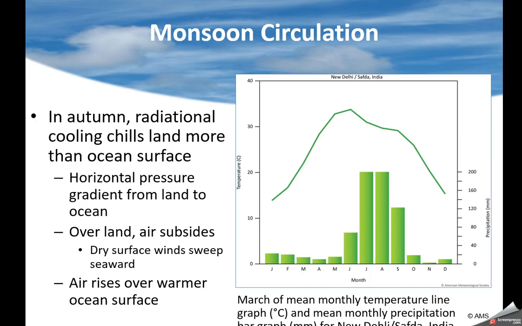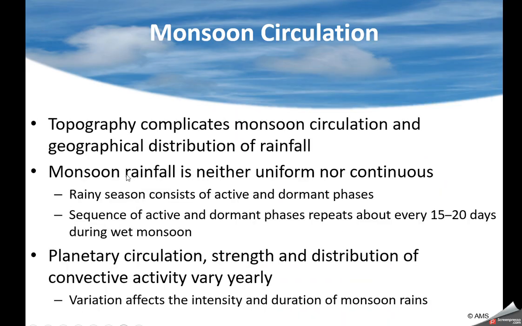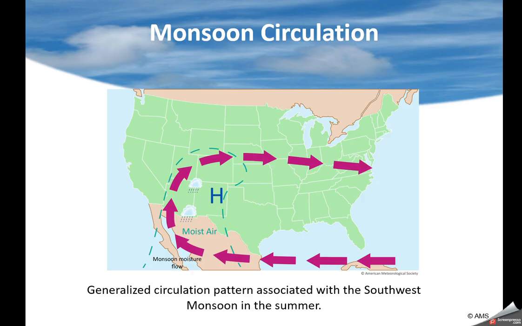And you can see here how that impacts the rainfall. Notice here at New Delhi, tremendous rainfall in June, July, August, September. Then it just drops off into nothing, all because of the switching of the wind flow that boosts it. We have a monsoon in the United States.